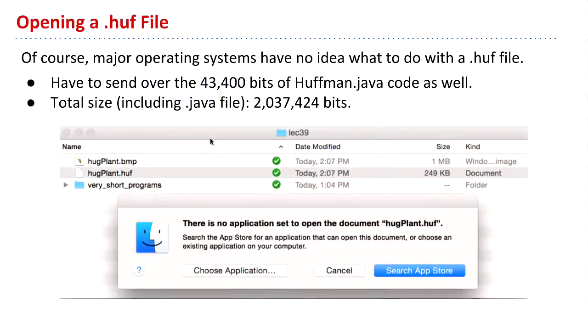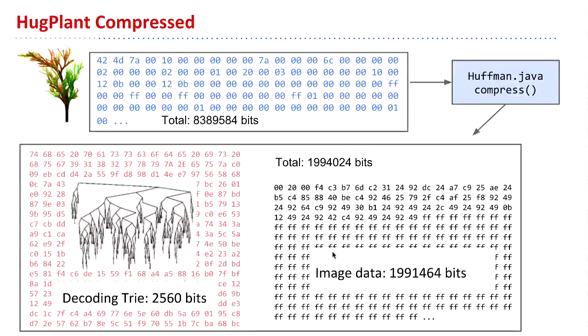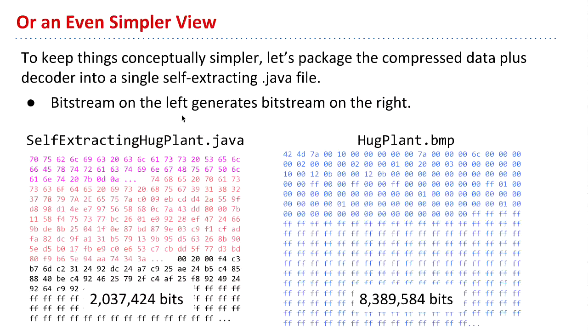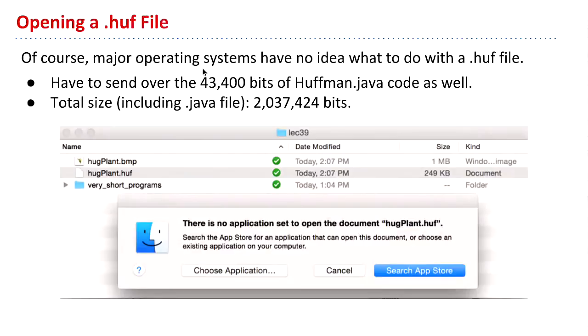But if I tried to actually open this thing, the 2 million bits, on macOS, it will tell me, you know what, hugplant.huff, that's not a thing. I don't know how to open huff files. And that's why we also need to include the actual code for the decompression algorithm, the 43,400 bits. So when I say that we're going to represent the algorithm and the compressed data together, we're going to imagine that we include all of this. This is just a tiny bit of overhead, but I just wanted to be really honest.